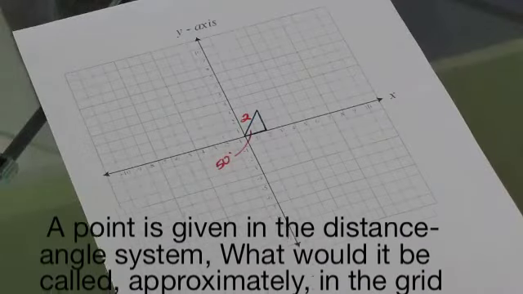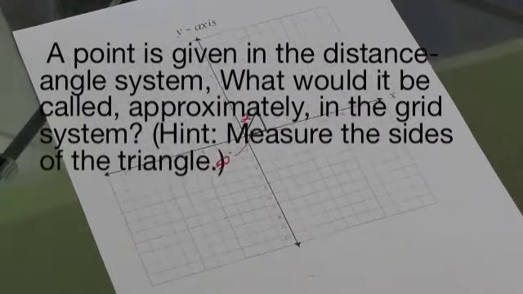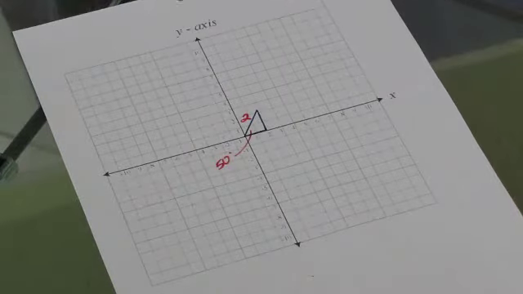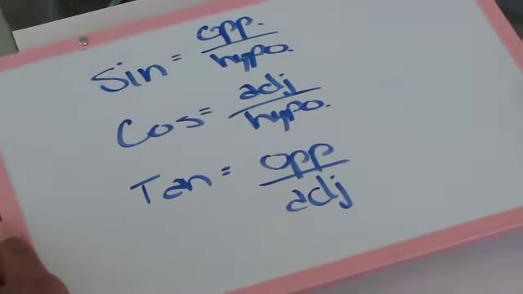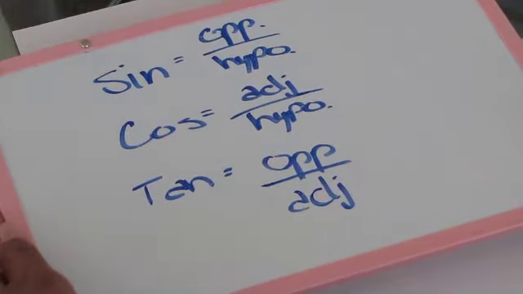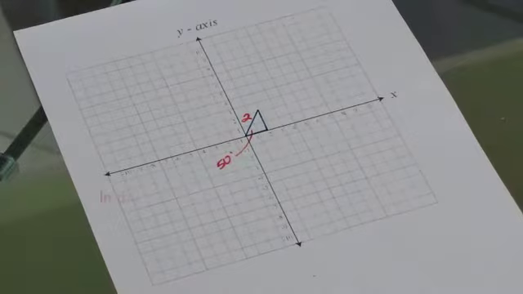The last question is number 6. A point is given in the distance angle system. What would it be called approximately in the grid system? Hint: measure the sides of the triangle. For this problem, you'll need to know that sine is opposite over hypotenuse, cosine is adjacent over hypotenuse, and tangent is opposite over adjacent.